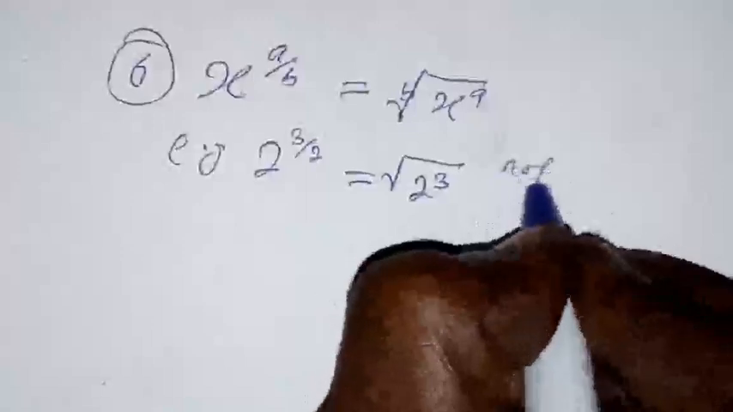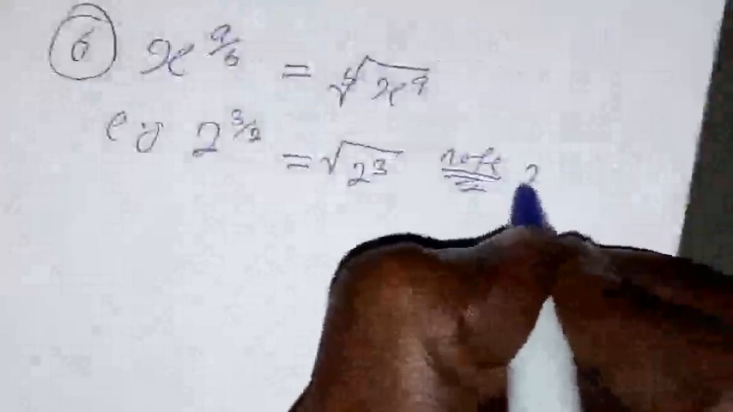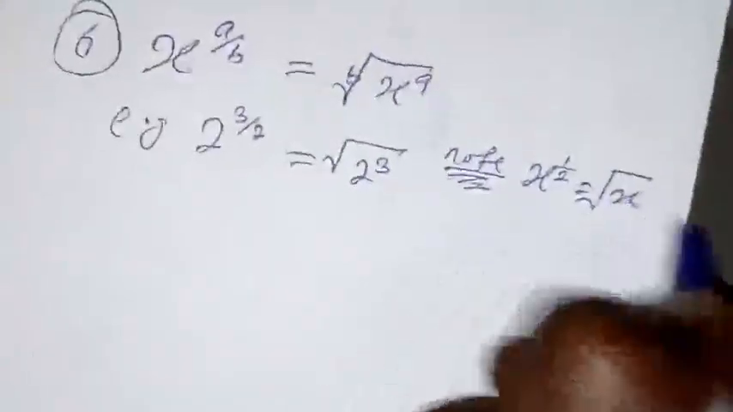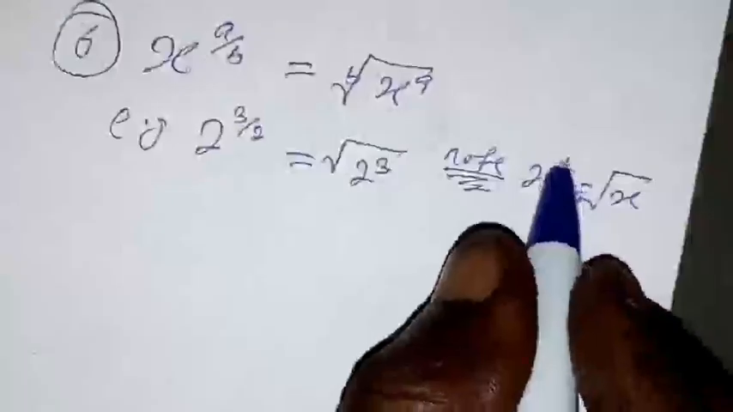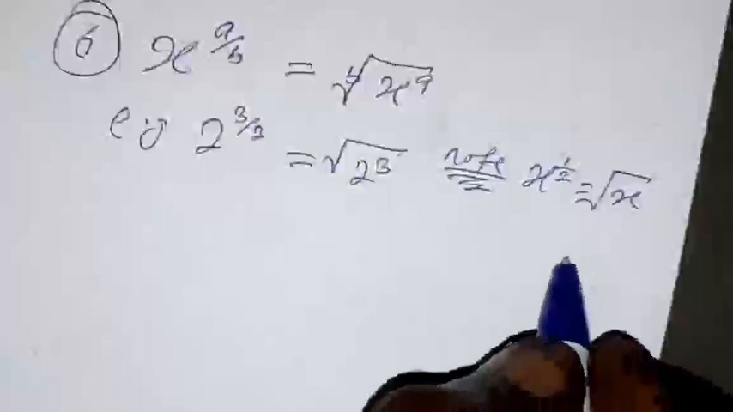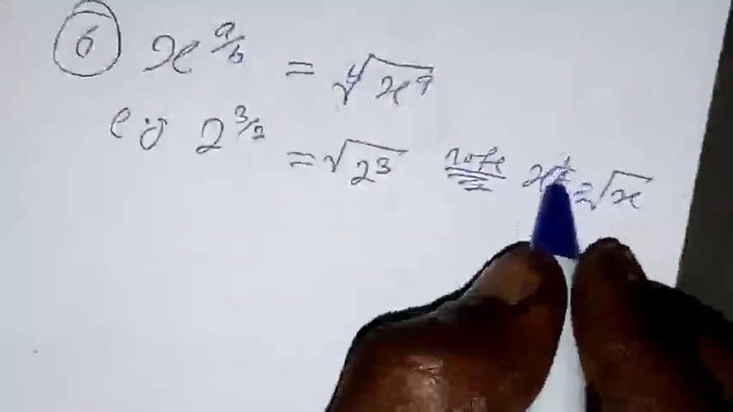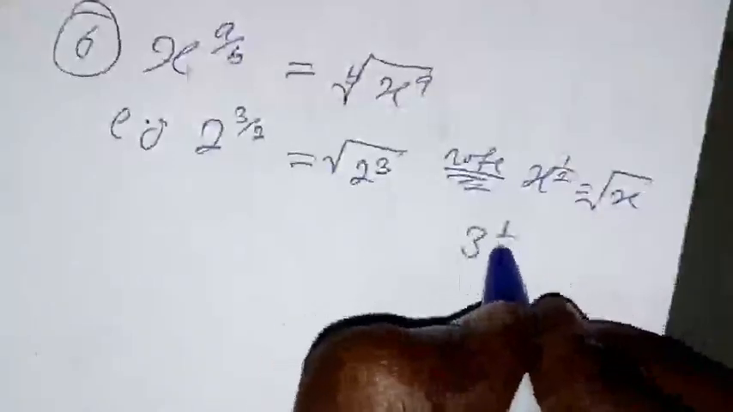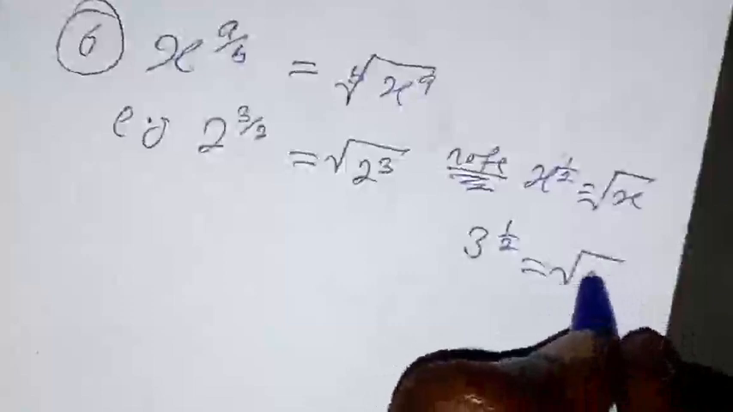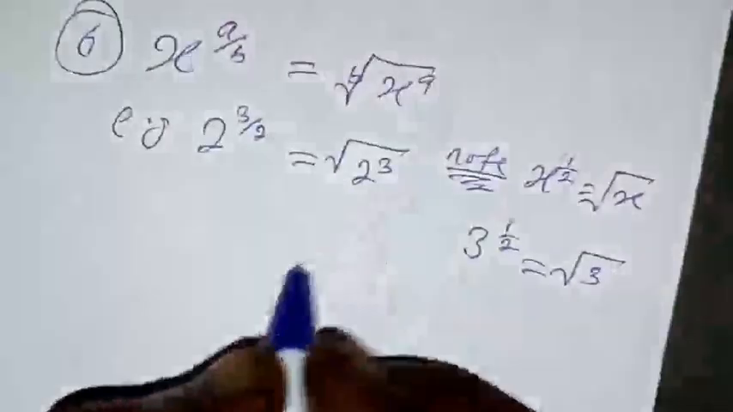But note, any number power of 1 over 2 is the same as the root of that number, because any number power of 1 over 2 is just like the root of the number. Therefore, whenever I have, let's say, 3 power of 1 over 2, this can be expressed as the square root of 3. The same thing happens here.